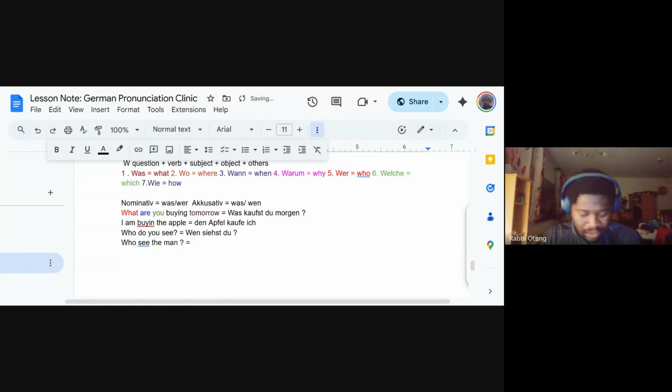So this one is: wer sieht. And I said it's always conjugated in the third person. So wer sieht, then the man here is the direct object: Wer sieht den Mann?